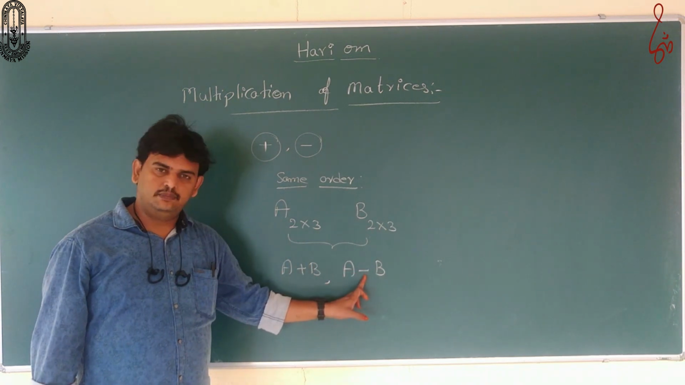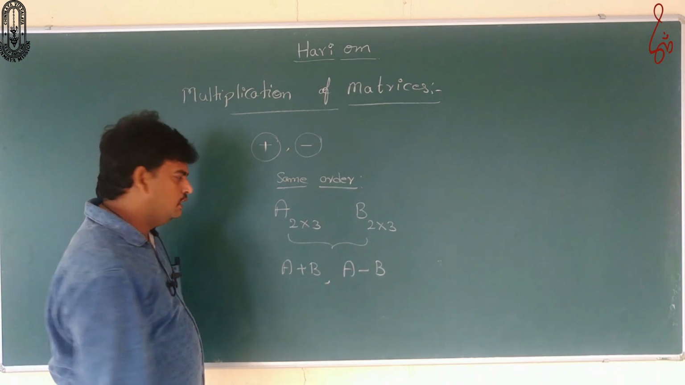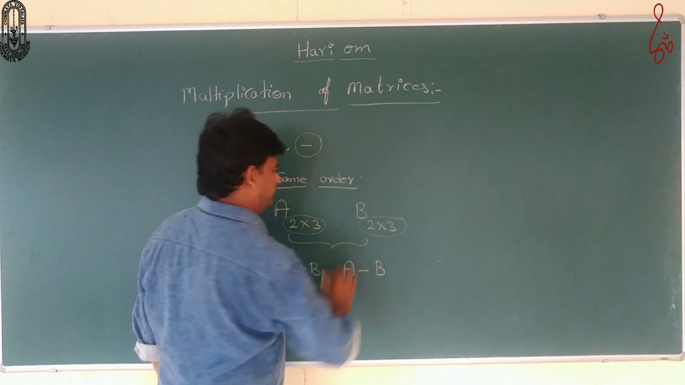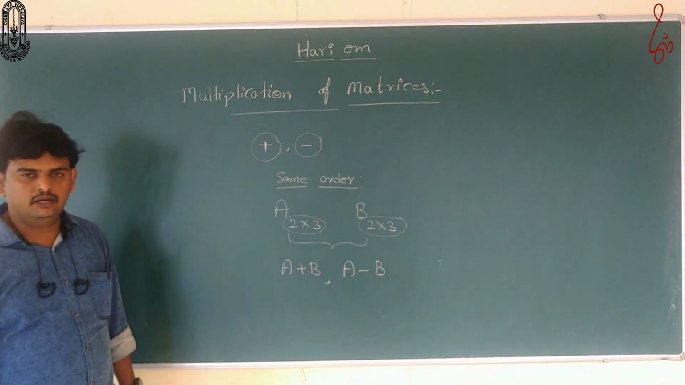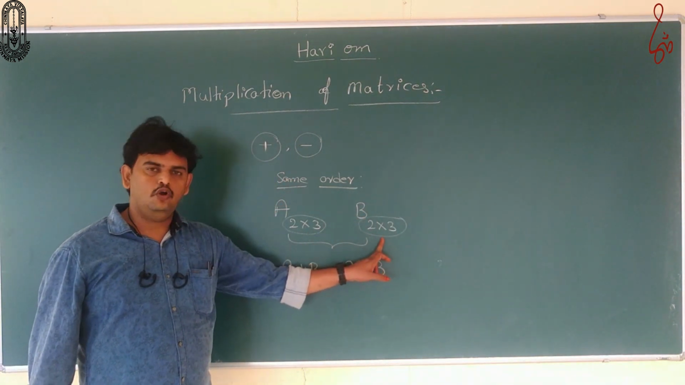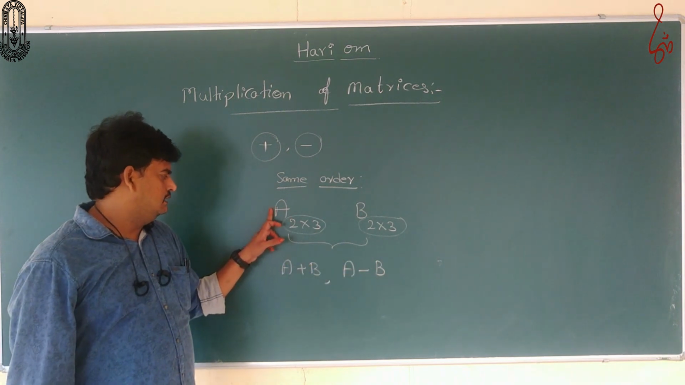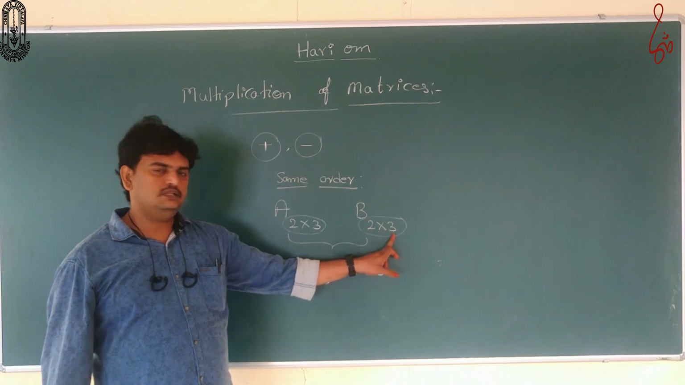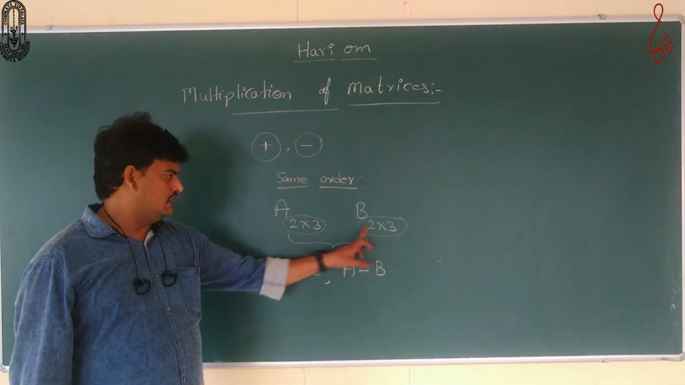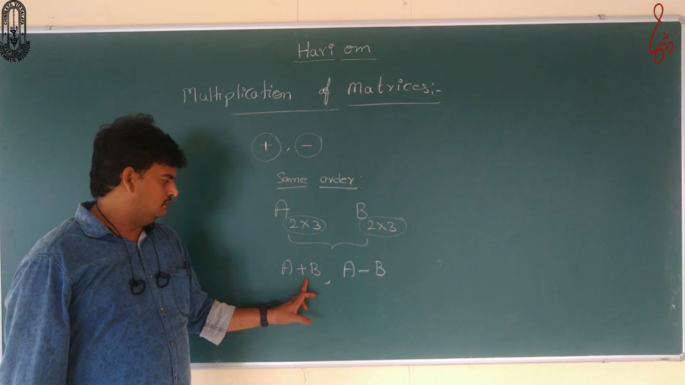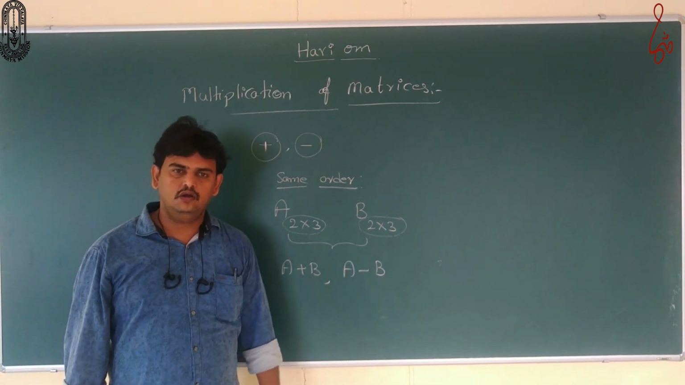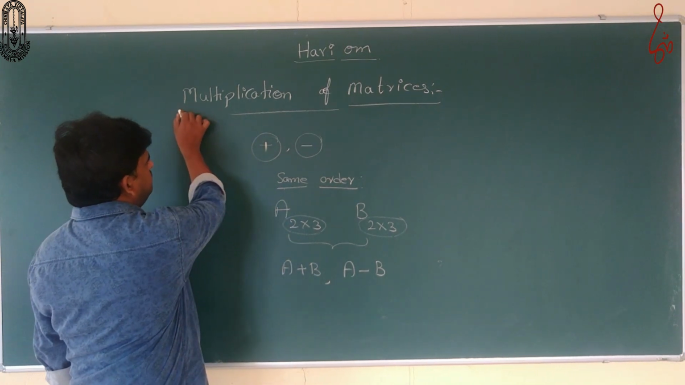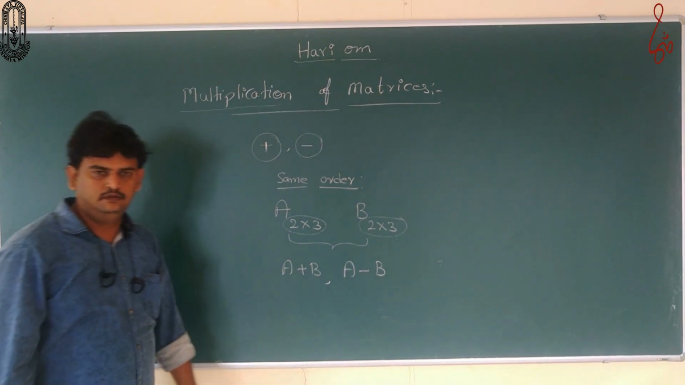The addition and subtraction is possible only when the matrices are having the same order. Here the matrix A is having 2 rows and 3 columns. Matrix B is having 2 rows and 3 columns. In this case, we are able to perform both addition and subtraction operations. Now, let us see how to multiply the matrices.